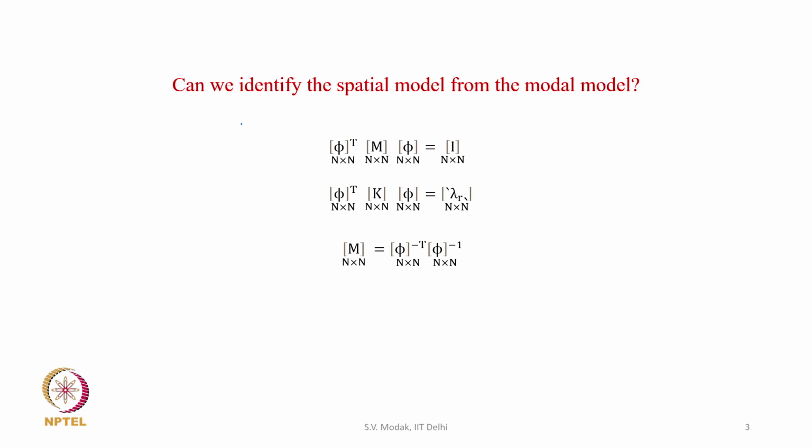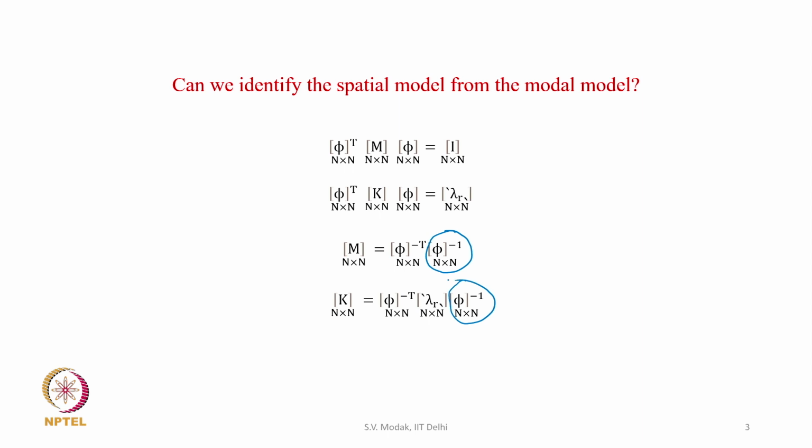Now, from these relationships we can easily obtain m and k using these expressions. So, m is equal to phi transpose inverse into phi inverse, and k would be equal to phi transpose inverse into the eigenvalue matrix and phi inverse. Here we see that to obtain the mass and stiffness matrices we need to invert the eigenvector matrix. The inverse of the eigenvector matrix appears in both these expressions.